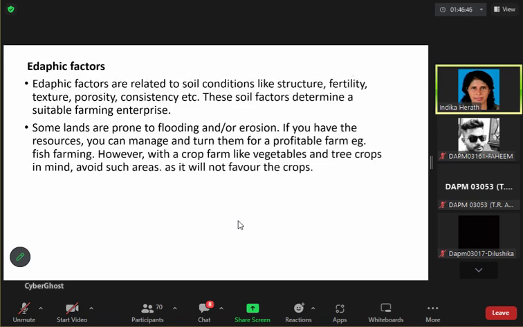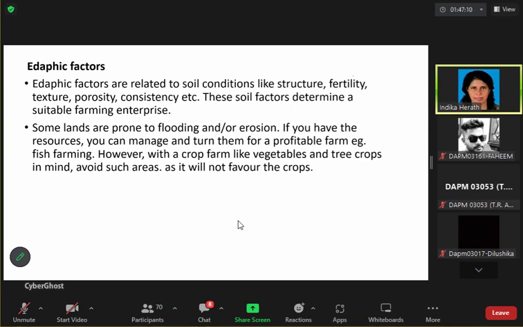Actually, the edaphic factors, I forgot to mention. Edaphic factors are factors related to soil conditions like structure, fertility, soil texture, porosity, consistency. Those are factors related to the soil conditions in the land.